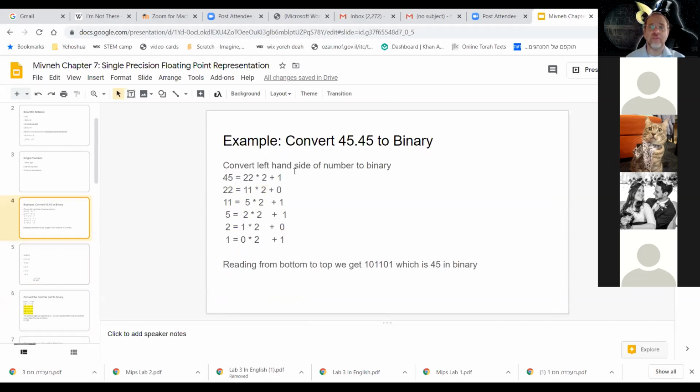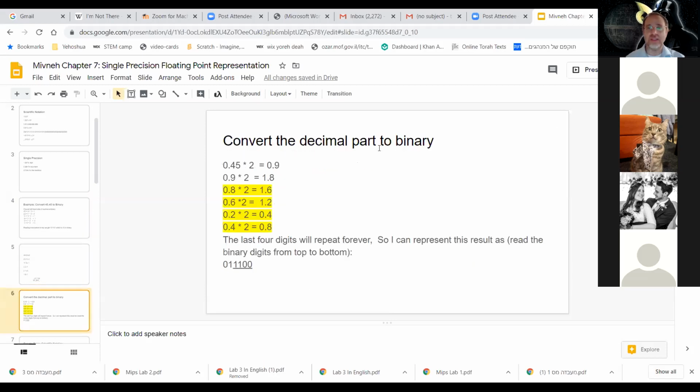Okay, so now convert the decimal part to a binary part. Remember, it was 45.45, so we've got to do the 0.45 now. That's going to be different. We take 0.45 and multiply it by 2, and we get 0.9. Then 0.9 times 2 gives 1.8. Now for 1.8, we ignore the 1 and take the 0.8 over here.